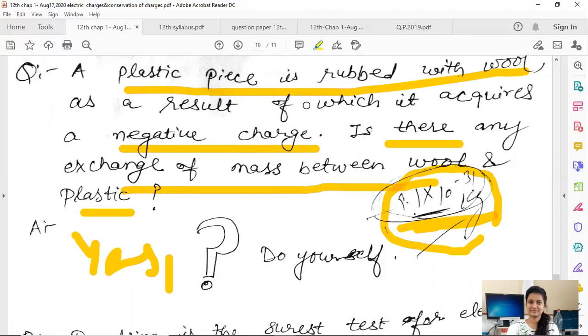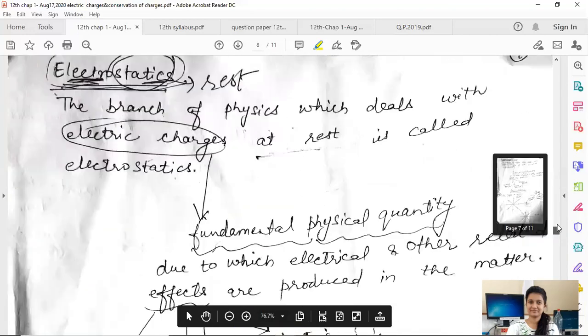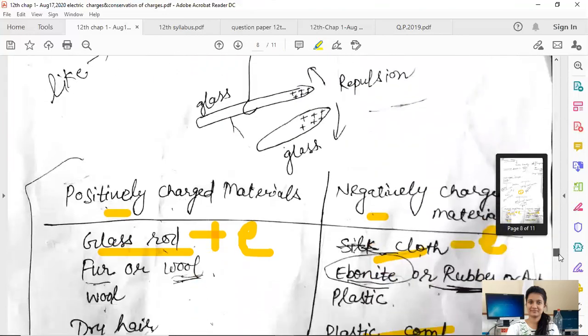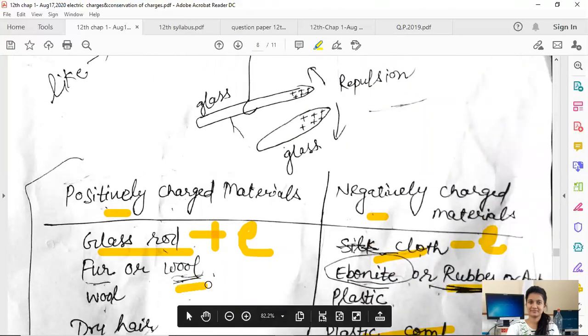In this question, a plastic piece is rubbed with wool. So which one will be negative and which one positive? According to this table, when rubber is rubbed with wool, the wool becomes positively charged and the rubber becomes negatively charged. Due to gain of electrons, the rubber's mass will be higher than the wool. As the wool loses electrons, its mass will be lesser, and the rubber rod, due to gain of electrons, will have its mass increased after this rubbing.